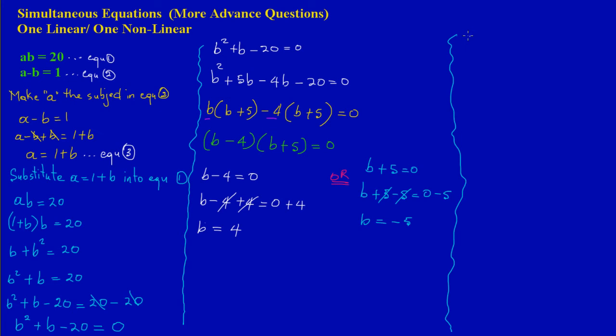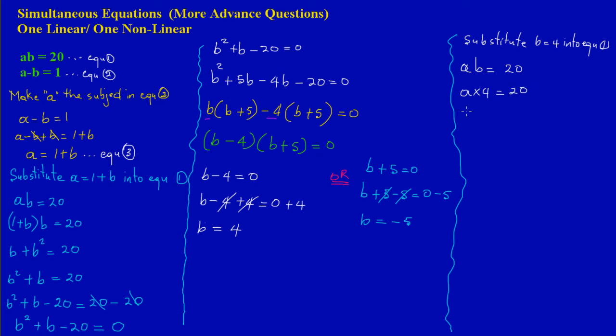Substitute b equal 4 into equation, and I'm going to choose the simplest equation, into equation 1. Okay, so equation 1 states that a times b is equal to 20. Now if b is 4, then I'm going to say a times 4 is equal to 20.